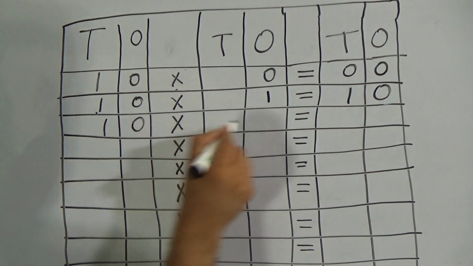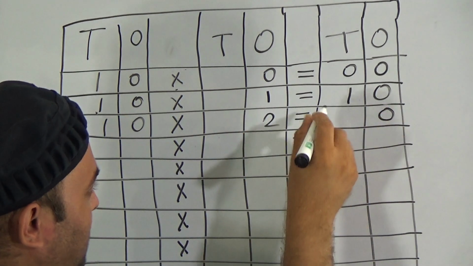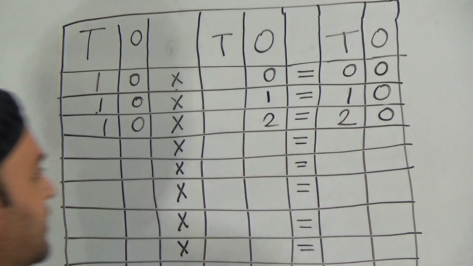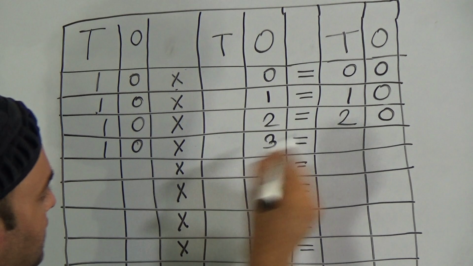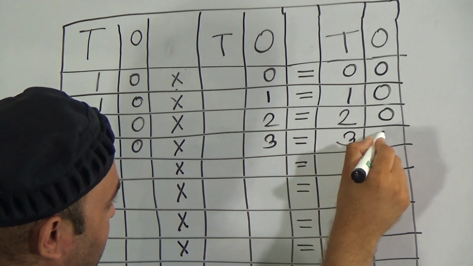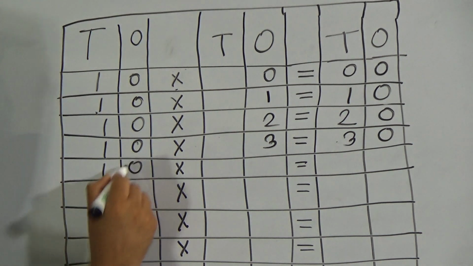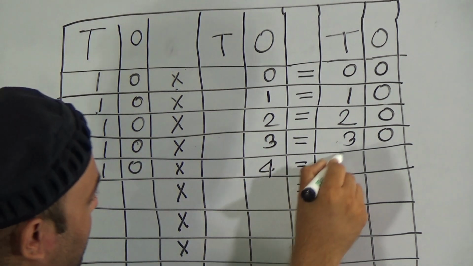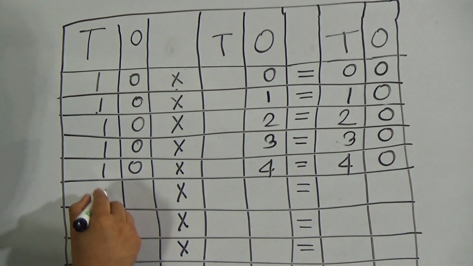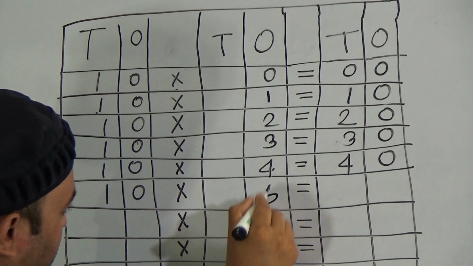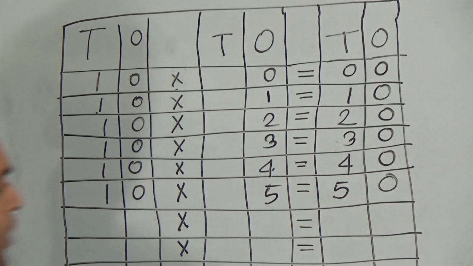Then 10 twos are 20. Here 0 is 1's place and 2 is 10's place. 10 threes are 30. Here 3 is 10's place and 0 is 1's place. Then 10 fours are 40. 4 is 10's place and 0 is 1's place. 10 fives are 50. 5 is 10's place and 0 is 1's place.